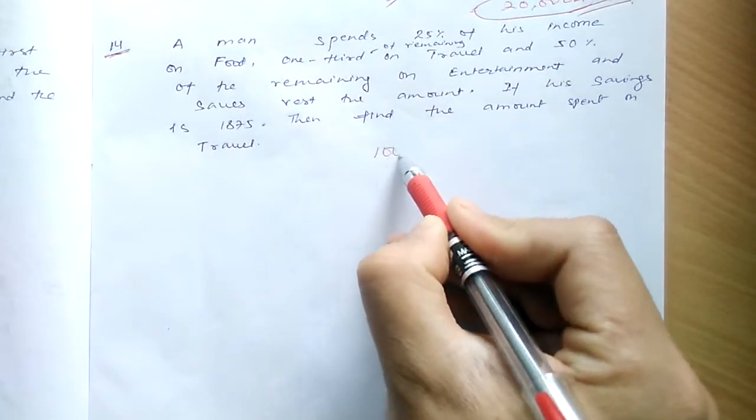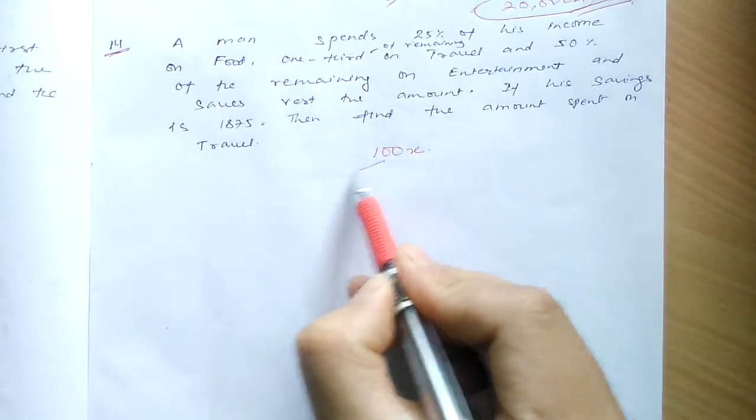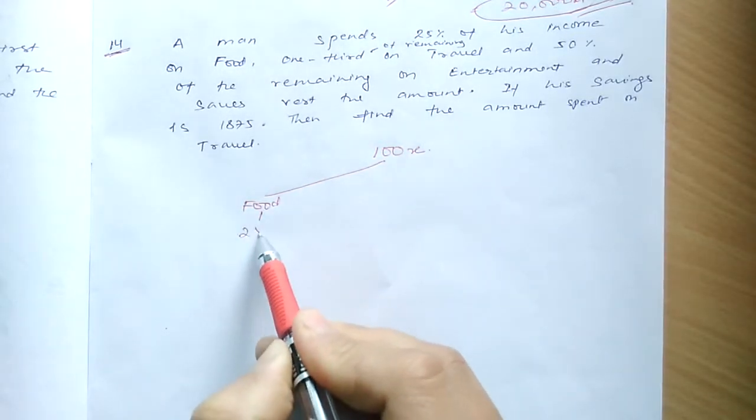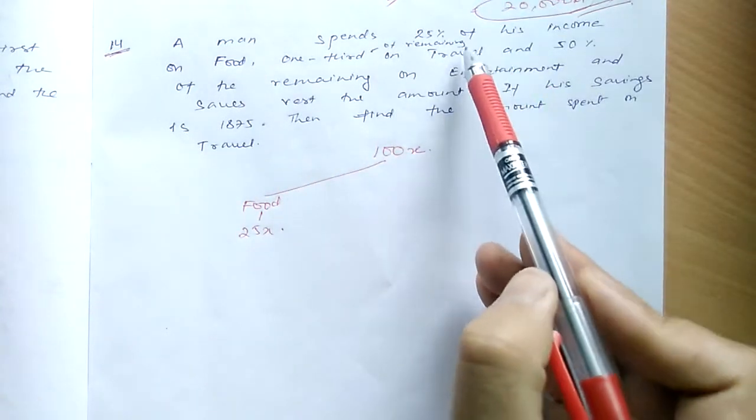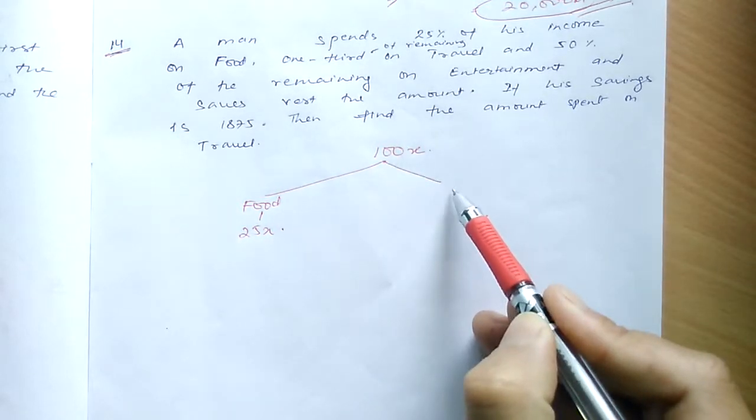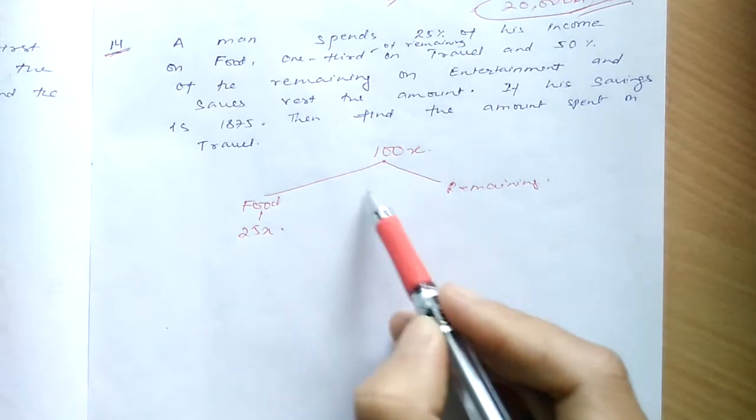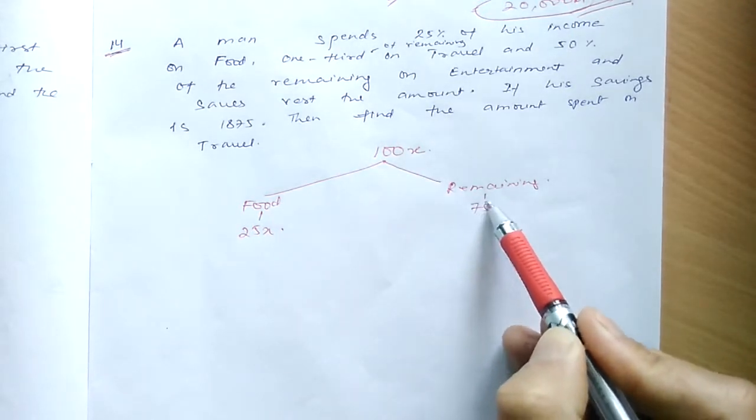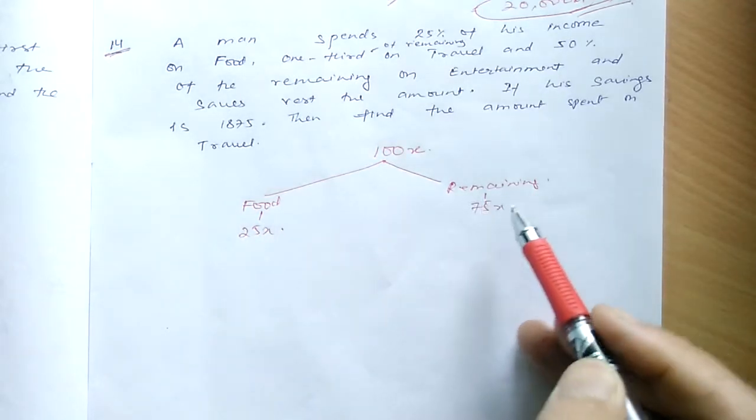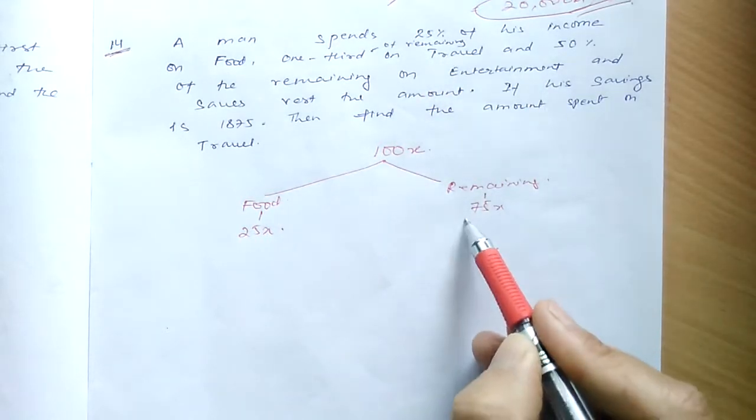Again, we'll take the monthly salary to be 100x. So he spends on food 25x. A man spends 25% of his income on food, one third of the remaining. So again here the remaining amount is 75x. 25x they have spent on food, so remaining is 75x. One third of the remaining on travel.